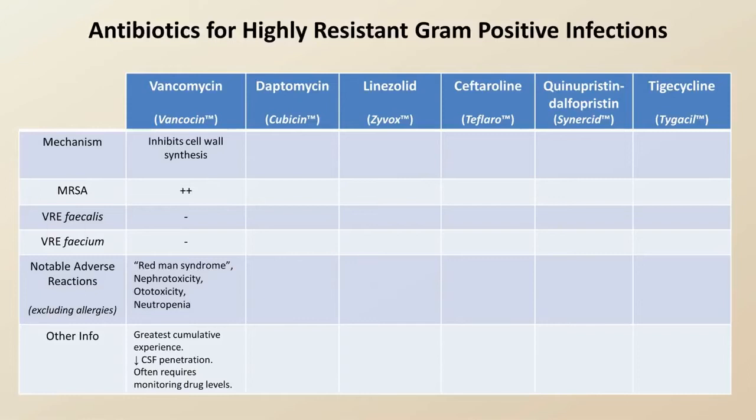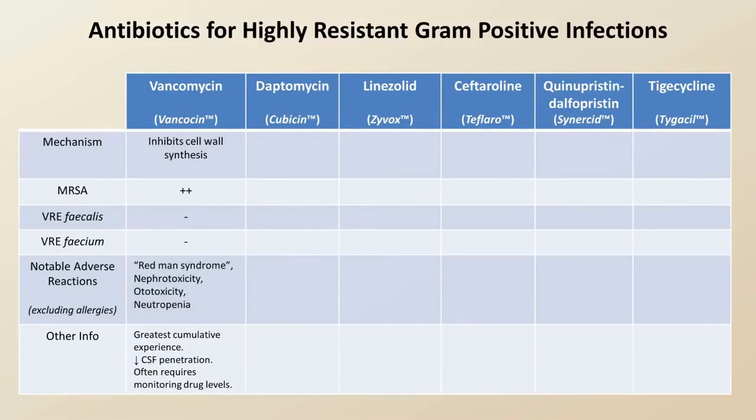It appears during infusion or within minutes of completion, is due to nonspecific mast cell degranulation and not a true allergy, and can be avoided by slowing the infusion rate down. Vancomycin can also cause nephrotoxicity, ototoxicity, and neutropenia.